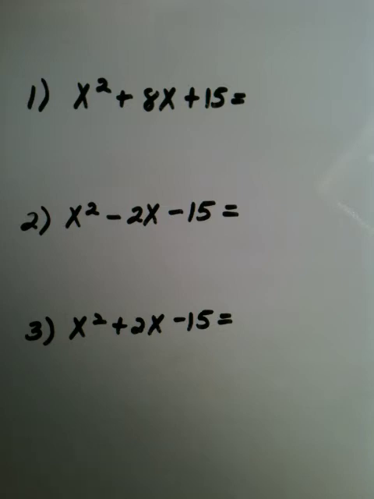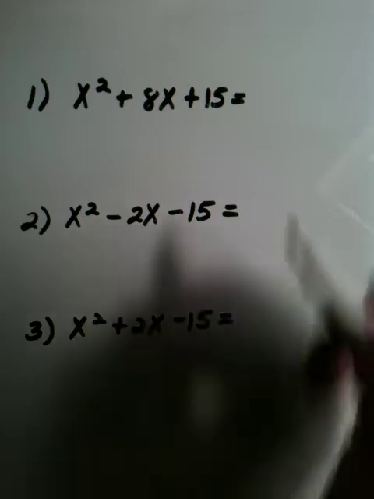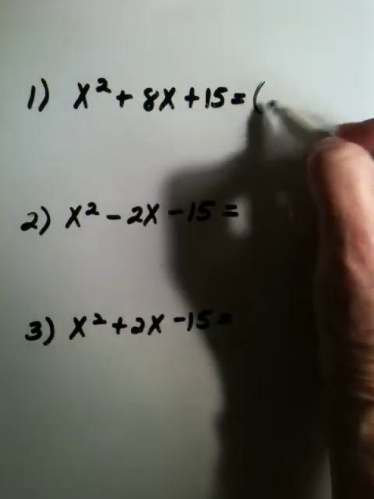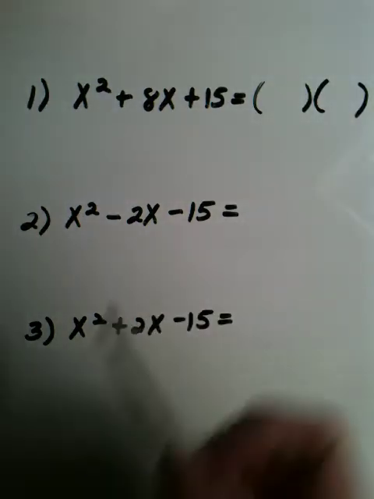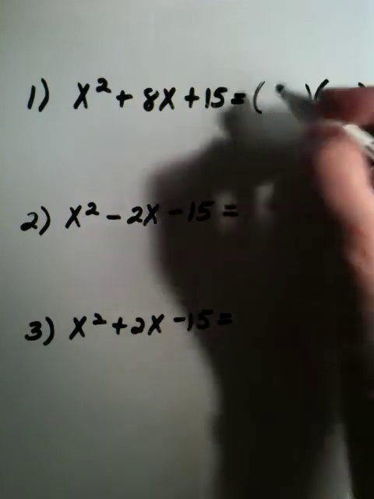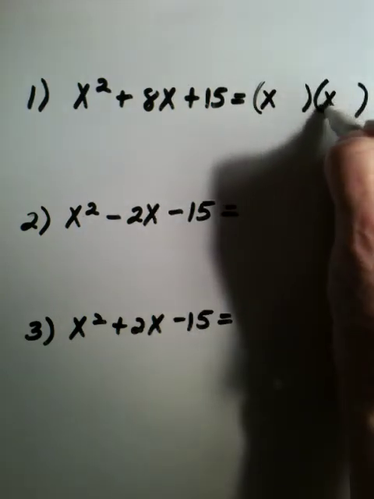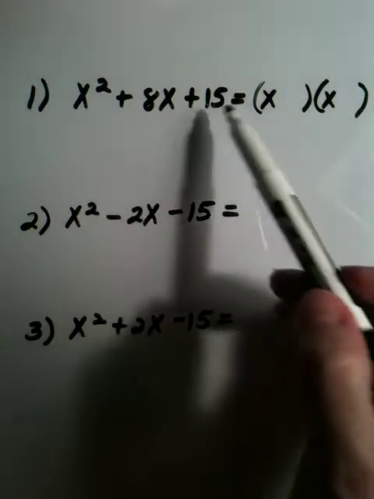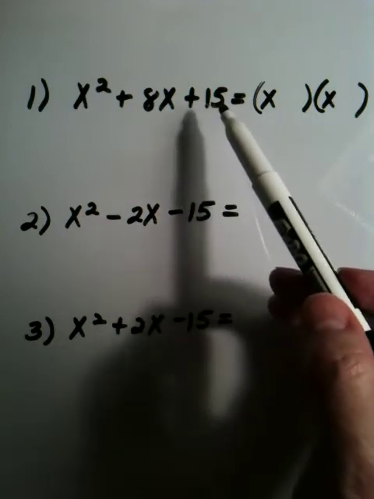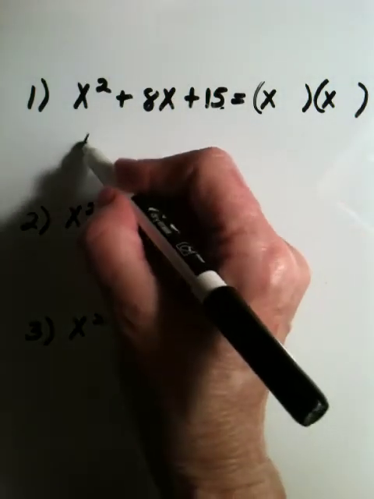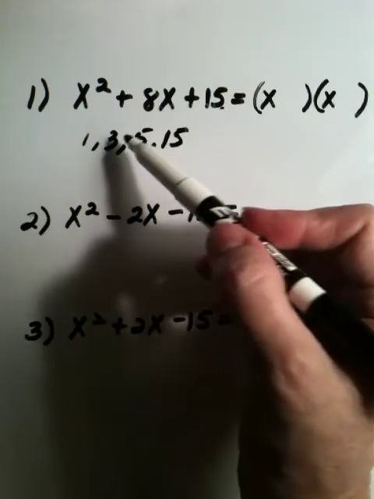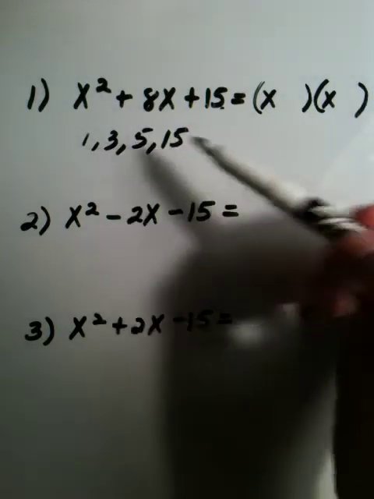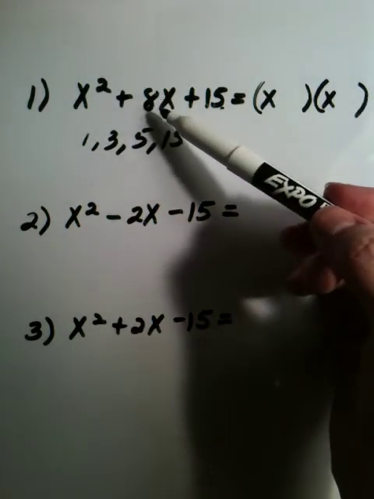Going to factor a trinomial, 3 terms. What you do first is just make 2 blank parentheses. And we're going to fill in the parentheses with the factors of x squared, which would just be x times x. The last term is 15, so we're going to use the factors of 15, which are 1, 3, 5, and 15. And we're going to see which one of these 2 factors make 8 when we add them together.